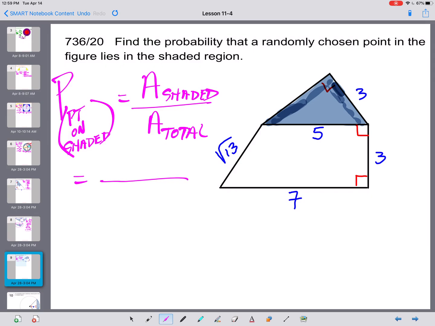The base and the height have to be perpendicular to each other. I need this right now. I'm going to call it x. How can I do that? It's a right triangle. What could I do to get that x? Yep, Pythagorean theorem. Here we go.